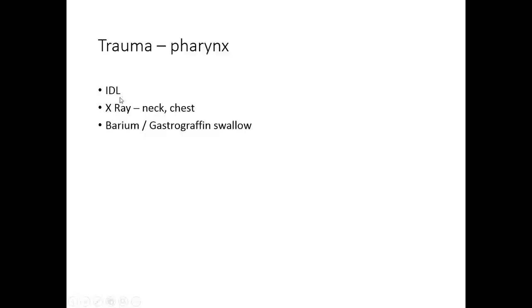Diagnosis can be made with an indirect laryngoscopy or X-ray of the neck and chest, and with a barium or gastrografin swallow. We do not recommend passing an upper GI endoscope or a rigid esophagoscope to diagnose a pharyngeal trauma because you can make the trauma worse.